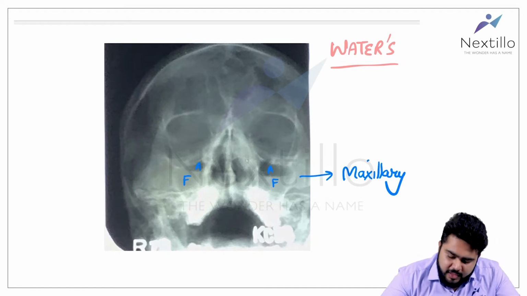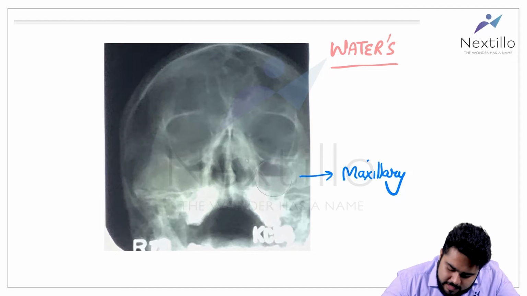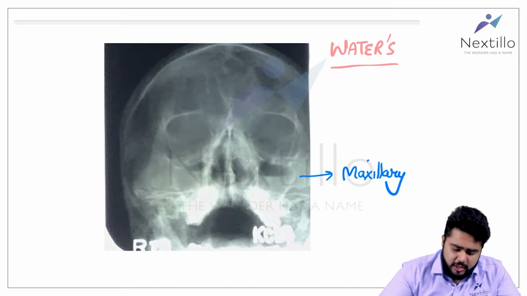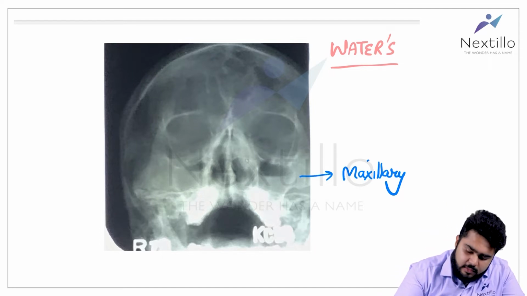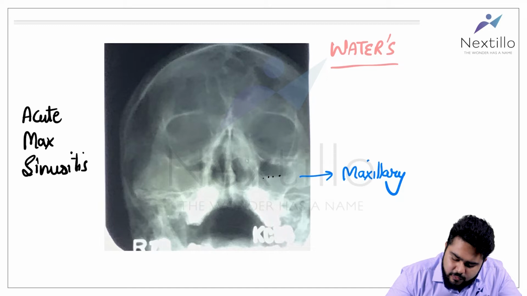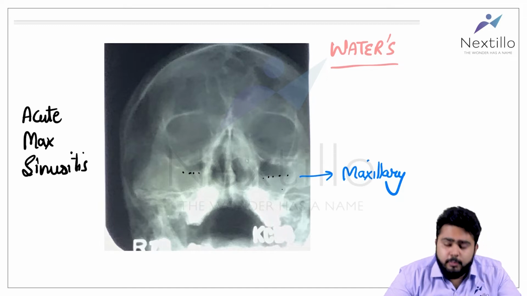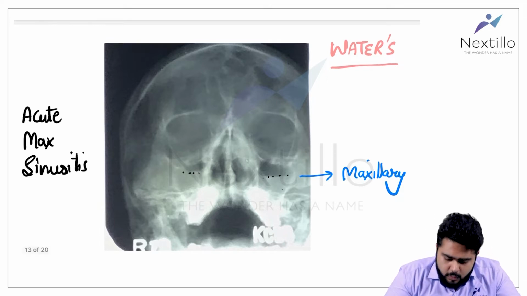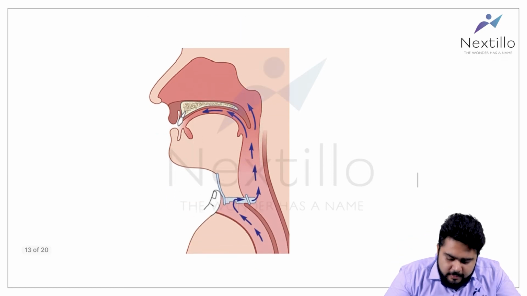Can you see it? I've marked it. Now I'll erase it so that you can see it clearly. Can you see the air fluid level? So this picture represents acute maxillary sinusitis with air fluid level, which means there is active pus. There is pus right now in both the maxillary sinuses. Okay. Now moving to the next picture.